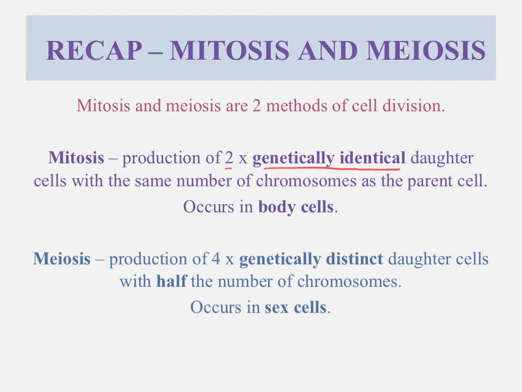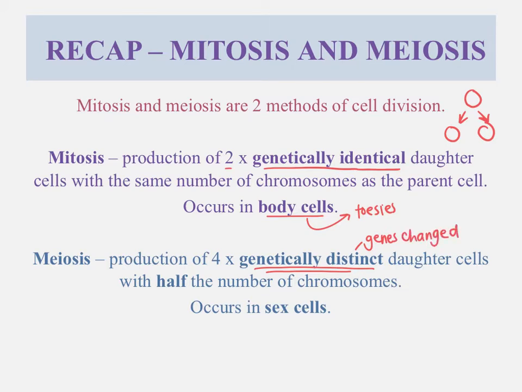So we've got our first cell and it splits down into 2. This is going to occur in my body cells, as we said. It's occurring in mitosis. Meiosis, on the other hand, produces genetically distinct daughter cells. Okay, so they've had their genes changed.